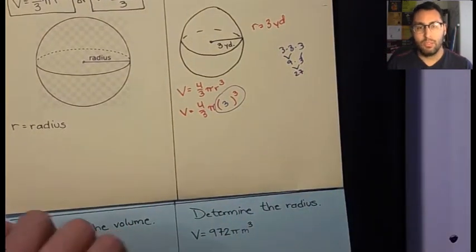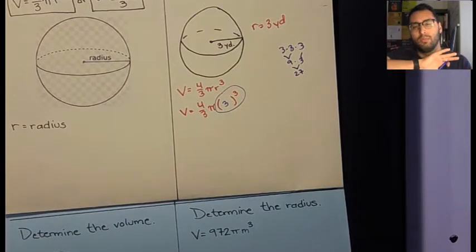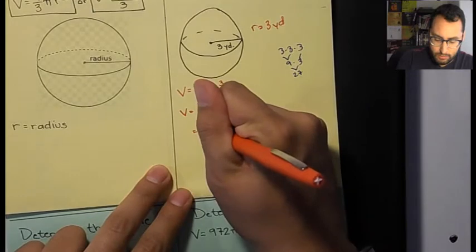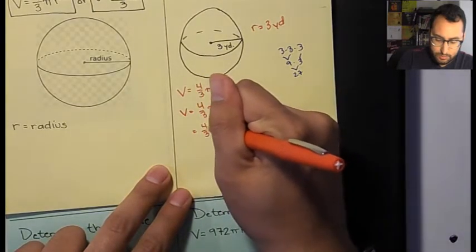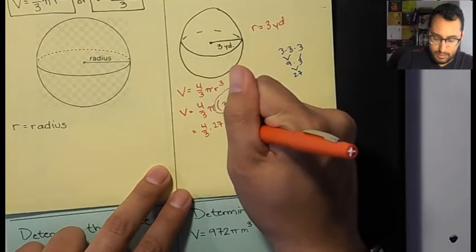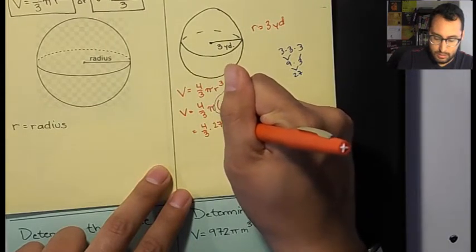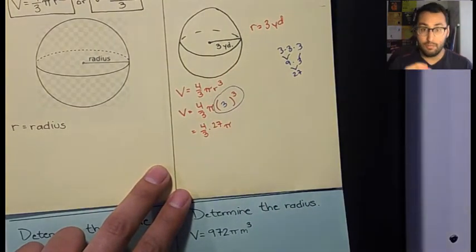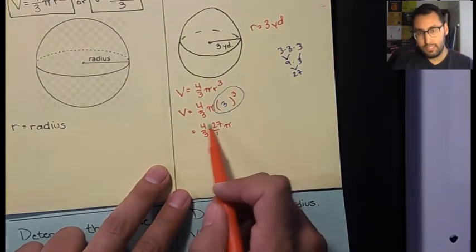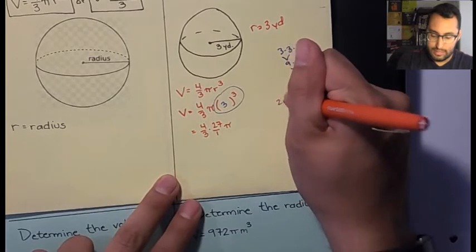Okay, so I'm going to rewrite this. I'm going to move pi off to the end. So I'm going to put 4/3, and all this is multiplied, 27, and then we'll put pi all the way at the end. Now I have a fraction multiplied with an integer, so let's go ahead and multiply across. We're going to multiply 27 times 4.